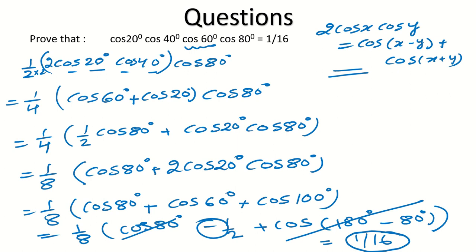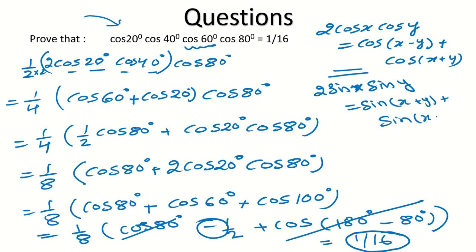This question I have seen in many examinations, including competitive examinations also, and not only with the cos, it can be with the sine also. So same identity. What is the identity for sine? I'll write here for you. 2 sine x sine y is equal to what? It is equal to cos x minus y minus cos x plus y. This is the identity.